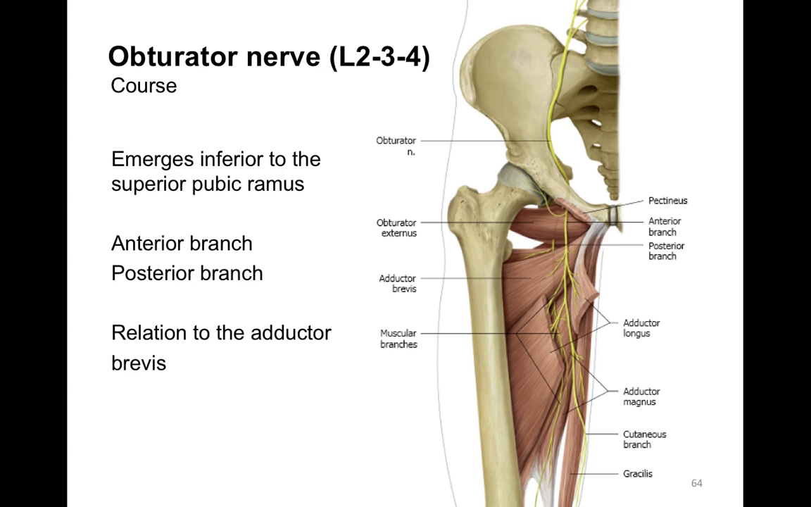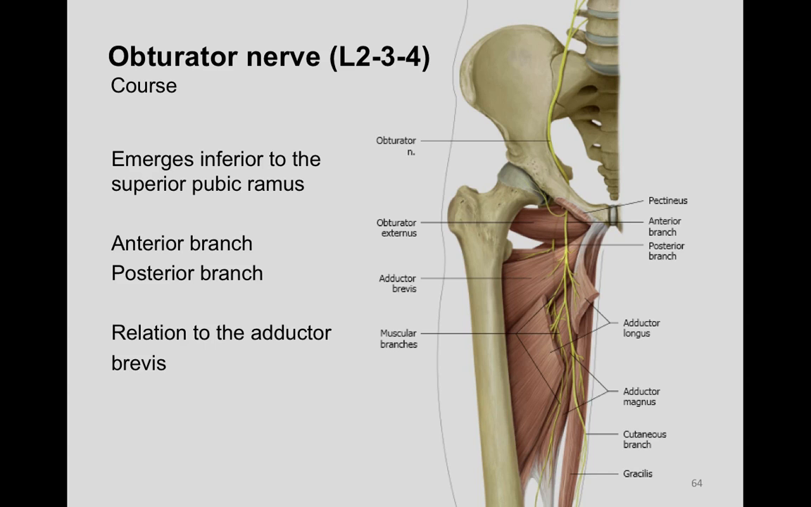Another primary peripheral nerve involved with medial compartment muscles is the obturator nerve, segmental innervation L2, 3, and 4. Its course is as follows. It will emerge inferior to the superior pubic ramus into the thigh, where it will divide into two branches, an anterior and a posterior branch.